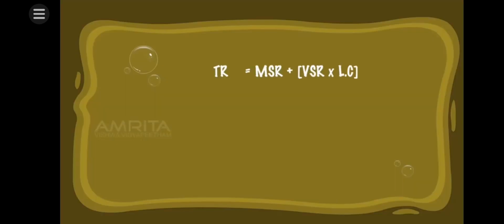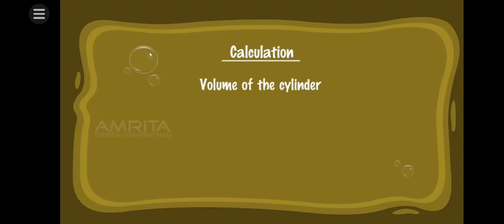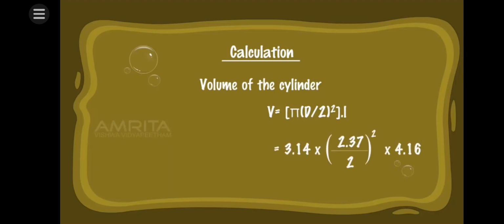Calculation: TR is equal to MSR plus VSR into least count. That is equal to 4.1 plus 6 into 0.01, which is equal to 4.16 centimeters. That is L is equal to 4.16 centimeters. Volume of the cylinder V is equal to pi into D by 2 the whole square into L. That is equal to 3.14 into 2.37 divided by 2 the whole square into 4.16, which is equal to 18.343 centimeters cube.